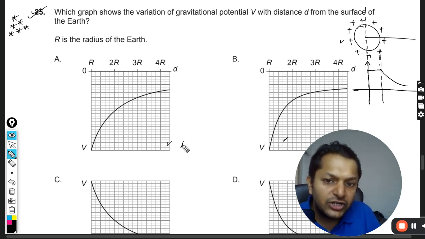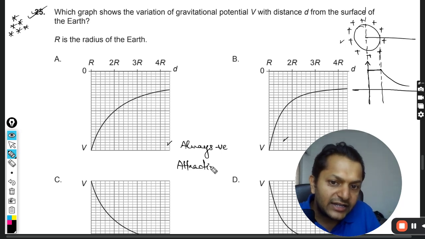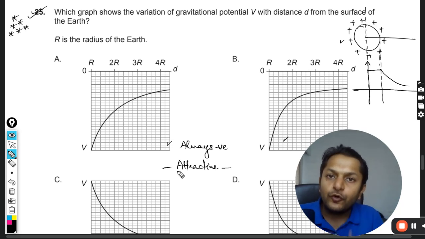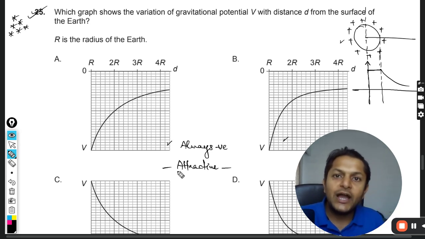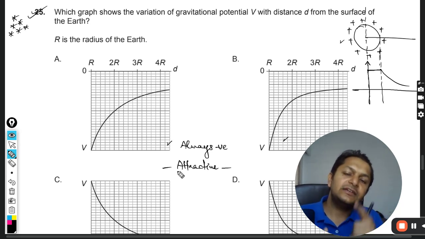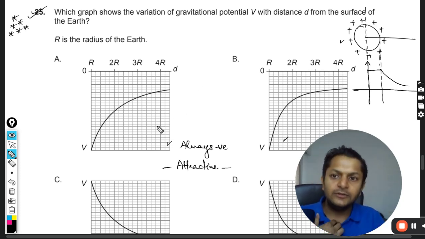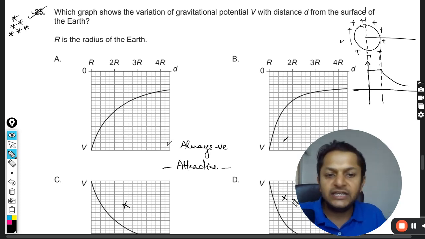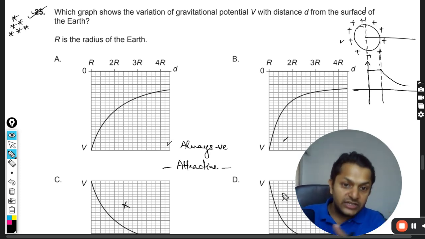Why? Because potential is always negative. And why so? Because gravitation is only and only attractive in nature. It is never repulsive. So whenever the forces are attractive, you have the negative force and the negative potential. So the potential graph will always be negative. So C is wrong, D is also wrong, because these graphs are positive.